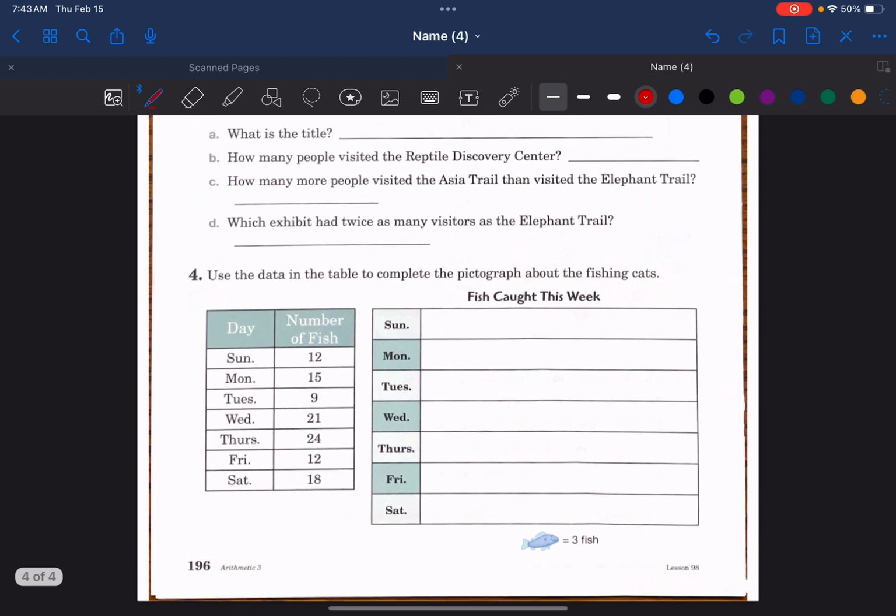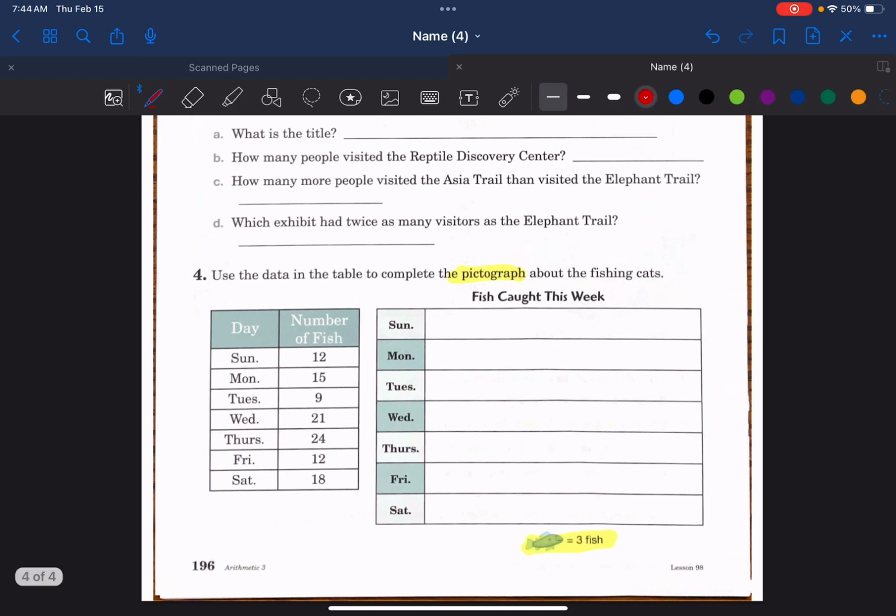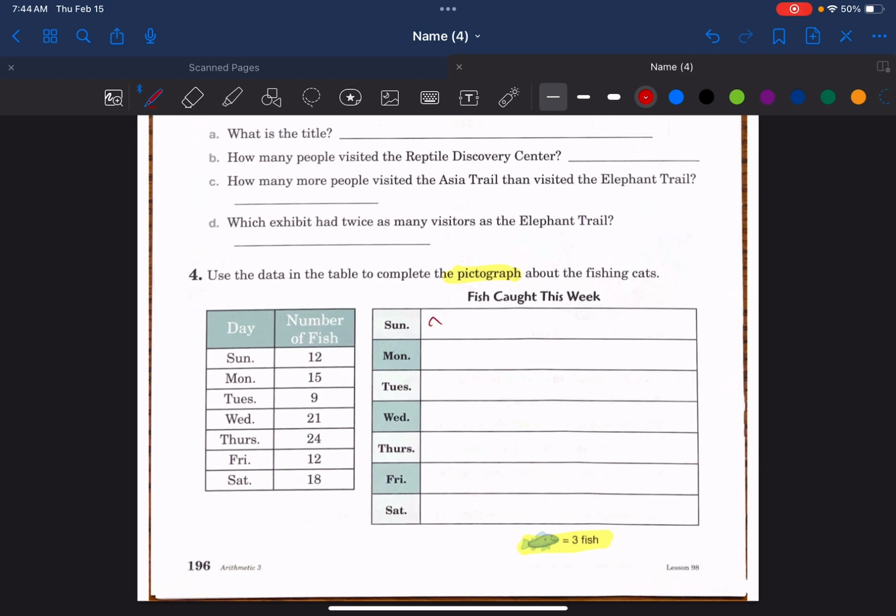And finally, using the data, complete the pictograph. That means you're making pictures, but a pictograph has a key that you need to follow. Your fish do not have to be perfect. Just even if you do maybe, or even just do an X and then a circle side and a straight side. Okay, so please complete that.